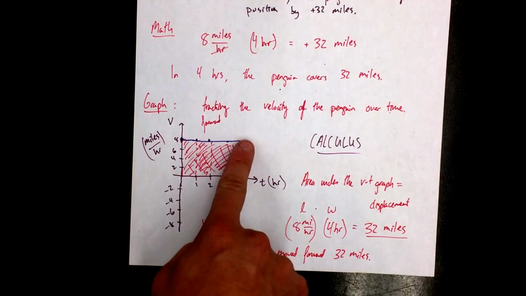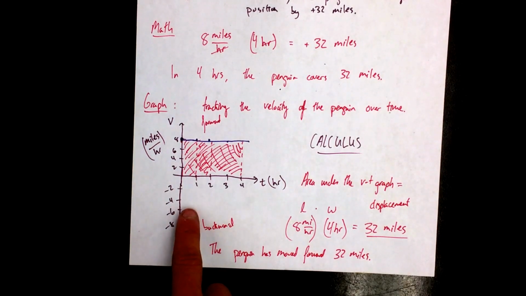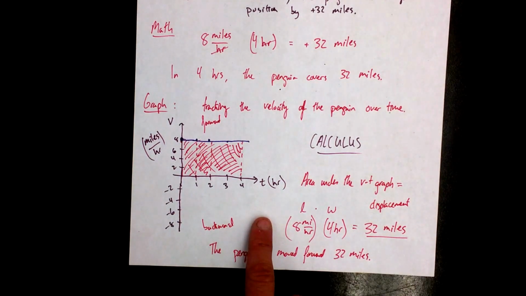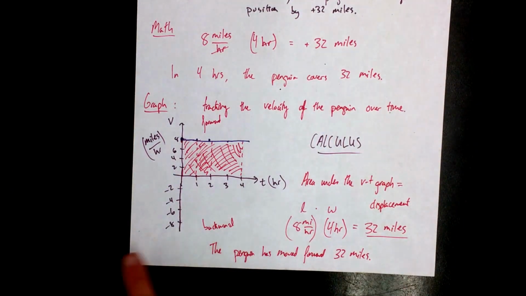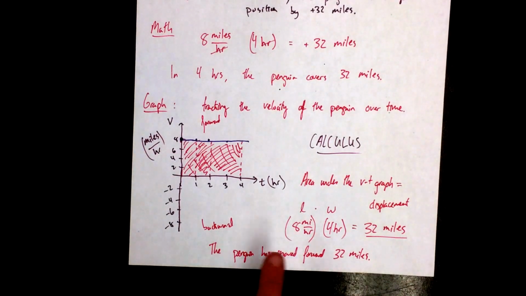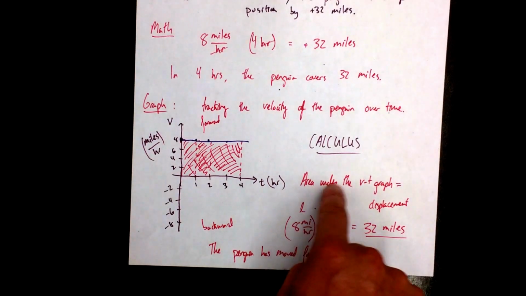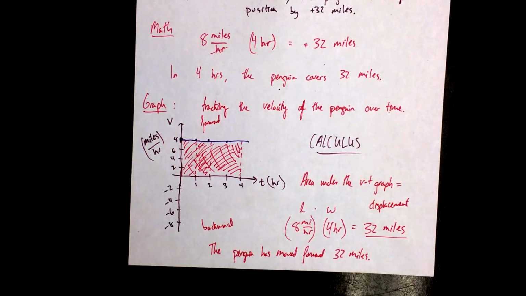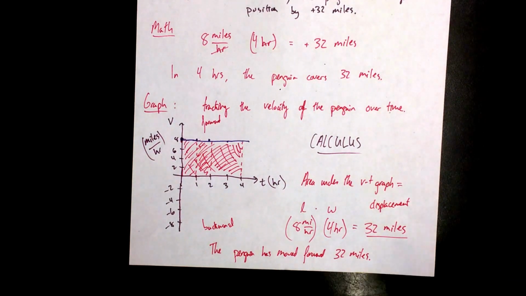If this graph was below the 0 line, so if it was negative 8 instead, that would just mean that the penguin is moving in the opposite direction. And if the penguin was moving at negative 8 miles per hour for 4 hours, the penguin would have moved backward 32 miles. Big point here, though, is that the area underneath the velocity time graph is the displacement, the change in position of the object. So long.